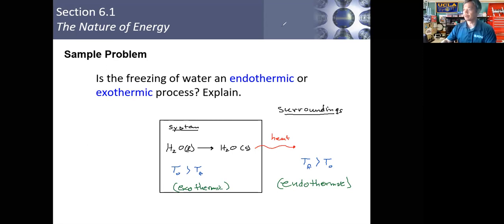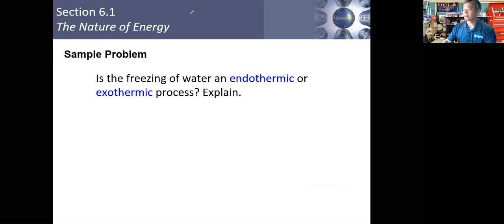Okay. All right, very good. Let me go ahead and save this here. And so the process of freezing water, exothermic. It's going to be an exothermic process. Okay. All right.